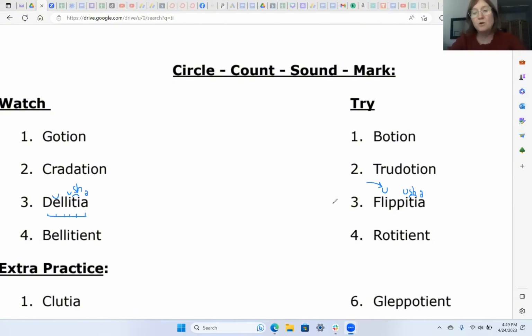So when we pencil read this word, we have a silent, I should say voiceless, F. The sound for F is not fa, it's fff, I, p. Another voiceless sound, only air, no voice. I, sh, A. Every word that ends with an A ends with the schwa sound. Flipisha, flipisha.